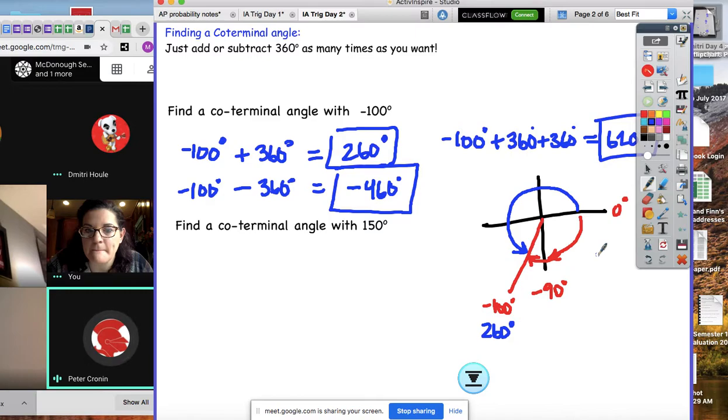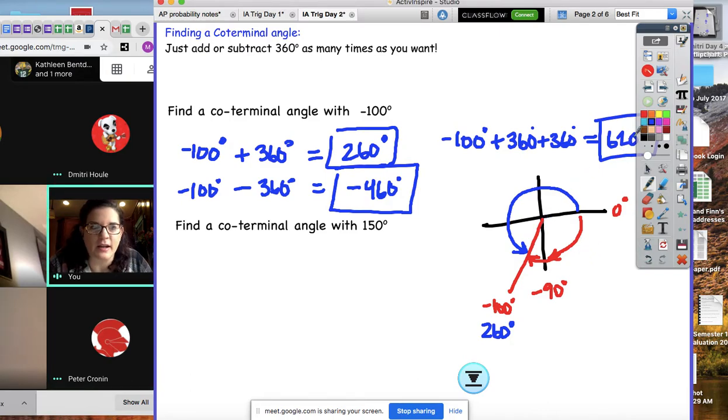You want to draw that line first before you find the other two angles around the circle. If you were going to draw a picture, drawing this line where the first angle given is, so the negative 100 is right here, might help you visually to figure out another angle going a different direction. But you don't have to draw a picture. If the picture's not helping, then I would just stick to adding 360 or subtracting 360. That's all you got to do.